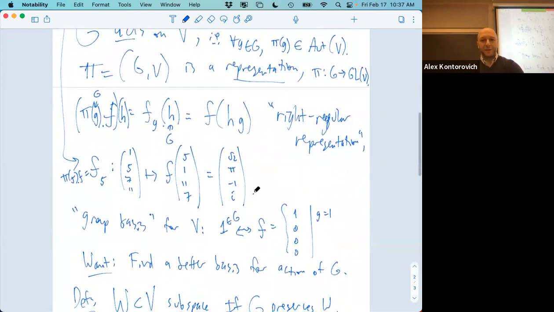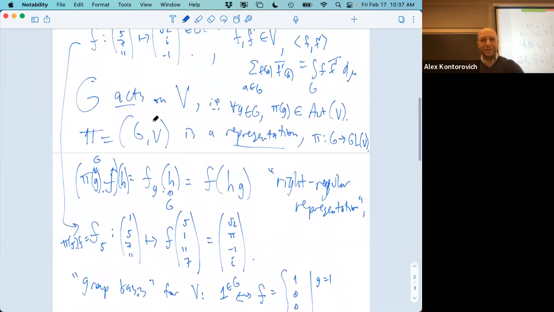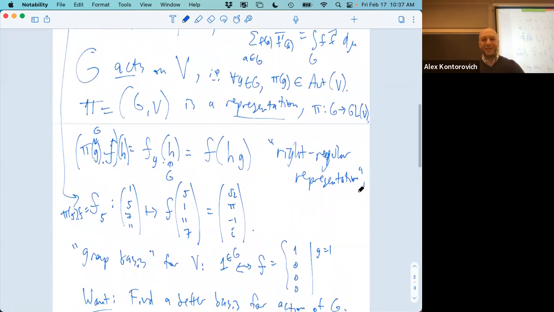Did I ever say what it means to be a representation or what it means to be an action? I don't think I said that. So this is supposed to be a homomorphism. It's supposed to satisfy, if I take pi of GH, that should be pi of G composed with pi of H. These are both, if you want to think about it as matrices, or just as abstract linear operators. Does that make sense?